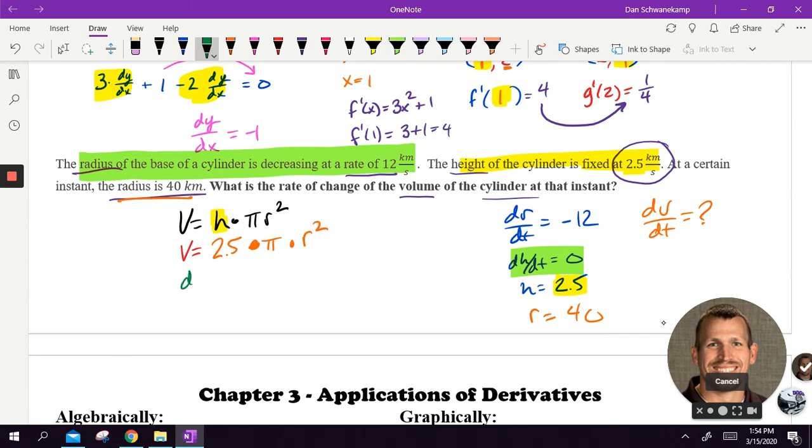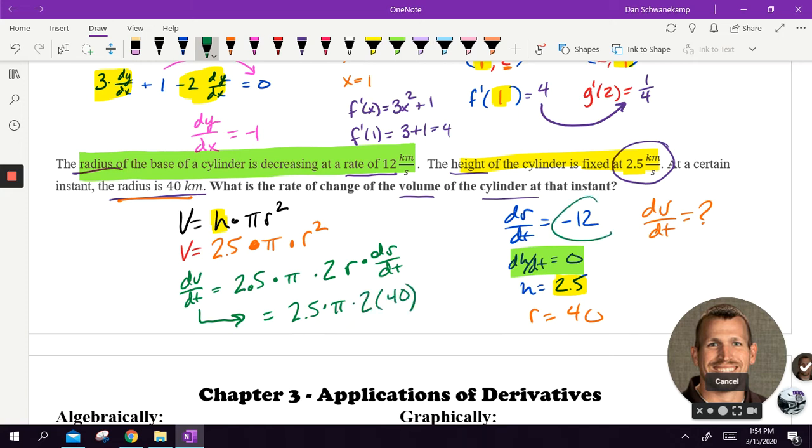Now that I've got my formula with constants plugged in, I'm going to take the derivative of this guy. So V is dV over dt, 2.5 times pi times 2r, and then times dr dt, because it's the change in radius over time. So my answer here is going to be dV dt equals 2.5 times pi times 2 times 40 times dr dt. And we could plug that all in and get an answer there, but that's going to be good enough for me.